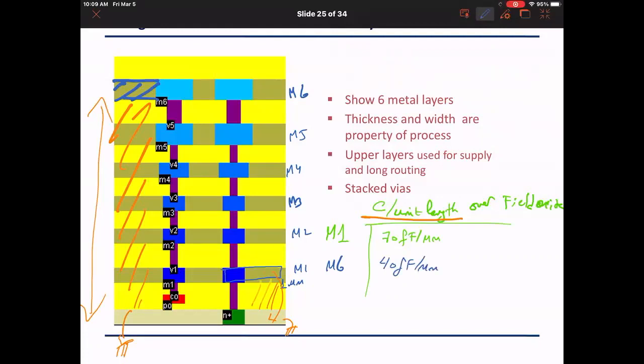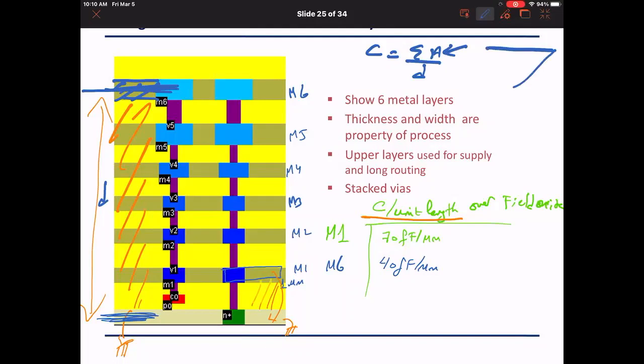Why? Because of the distance: C is equal to epsilon A over D. This is the first plate, which is metal 6, and this is the second plate, which is the substrate because it is the ground, and the insulator distance represents D. So the higher I go up in the metal layers, the more insulator or more layers I have between it and the ground, and therefore the capacitance with respect to ground, if nothing is in the way, decreases because the distance is further.